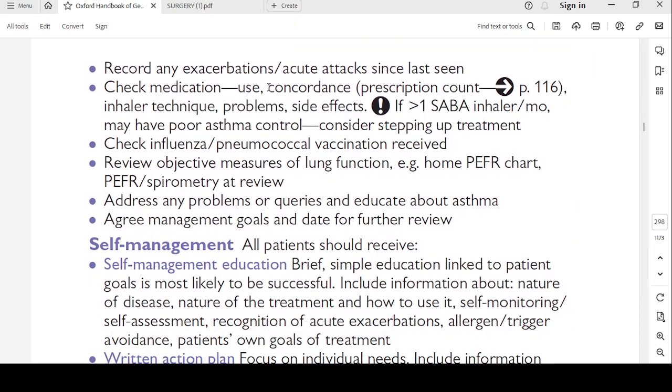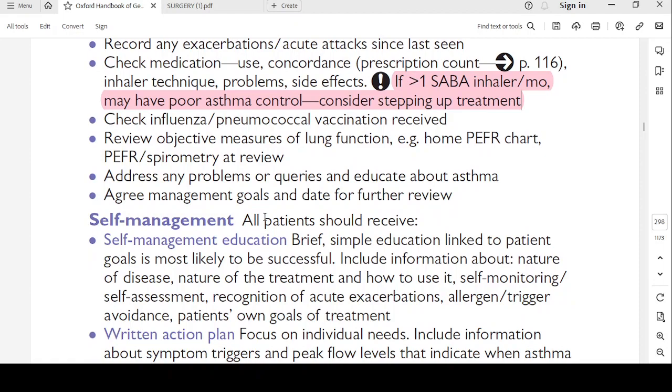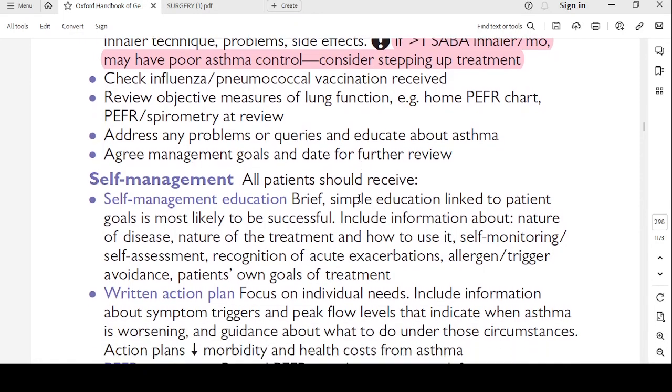Record any exacerbations or acute attacks since last seen. Check the medication use, concordance to the prescription, inhaler techniques, problems and side effects. If more than one SABA inhaler per month, the patient may have poor asthma control, consider stepping up the treatment. Check the influenza and pneumococcal vaccine status. Review objective measures of lung function, for example home PEFR chart or PEFR or spirometry at review. Address any problems or queries and educate about asthma. Agree management goals and date for further review.